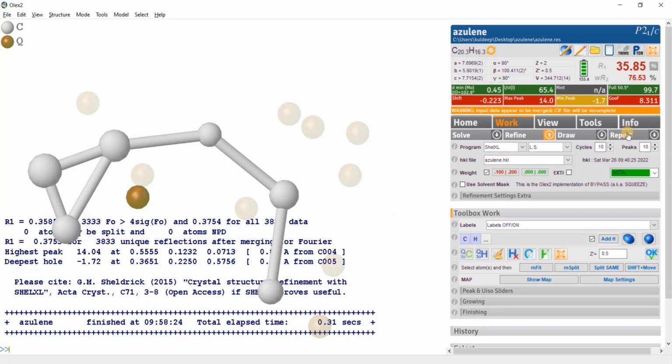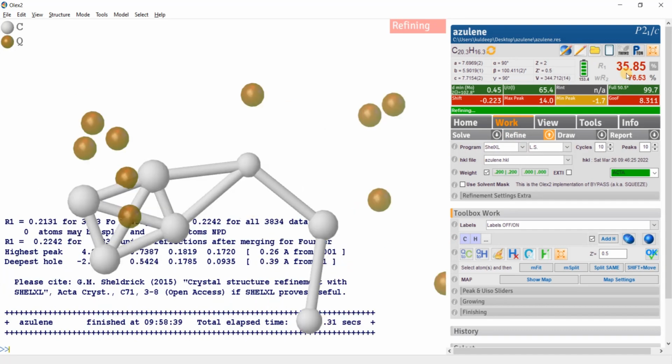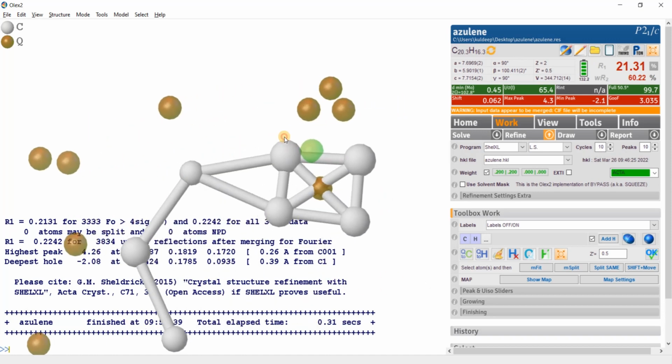After the first refinement, I am getting a Q peak of around 14 electrons here. So let's make it carbon and refine. The R factor is around 35%. Now it has dropped to 21%. Now the maximum Q peak intensity is around 4.3 electrons. It is here. Now it is very close to the earlier carbon atom, so it doesn't make any sense.